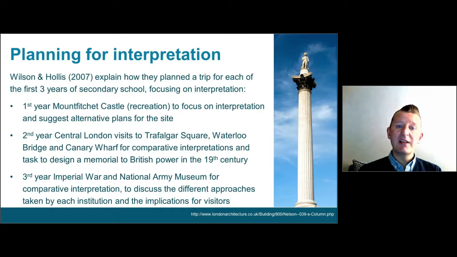So you can see here that picking the theme of interpretation makes it really useful to provide a coherent sense of what you're doing year on year, but it also gives the students maybe a slightly unexpected educational focus for each of these visits, and each of the visits goes to a very different location.